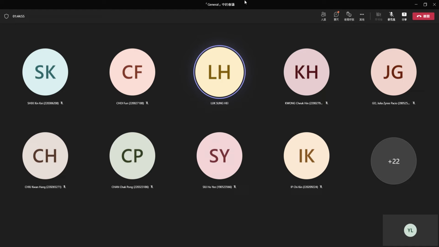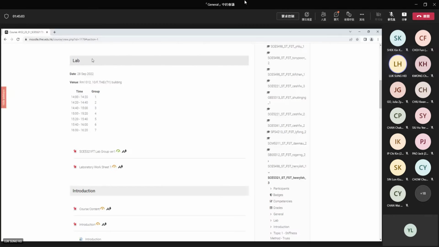I will kill the free rider if you do nothing in the lab report. So these are some of my announcements about the lab. We will have a lab on the coming Wednesday. You may follow the schedule as shown on Moodle.